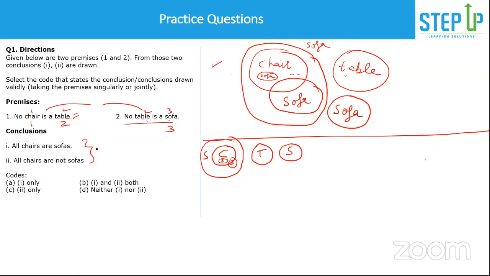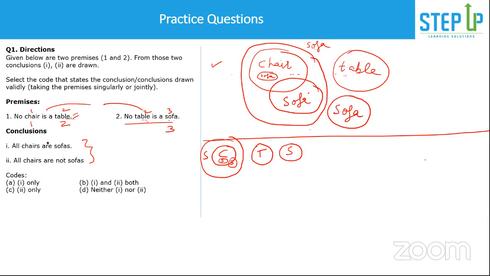Now, what is the conclusion? These are possibilities, guys. Whatever we have drawn, these are all possibilities, meaning table, sofa, chair. This is also one possibility. Table, sofa, chair, this is also a possibility. Table, sofa as the big one, chair, possibility. Table, chair, and sofa inside. This also. These are all possibilities.